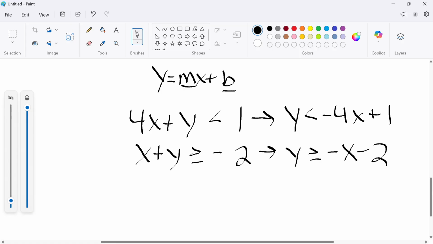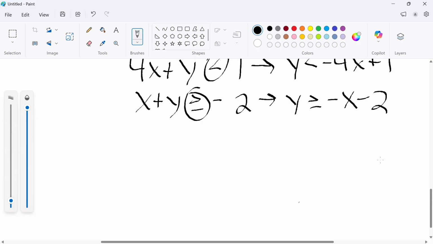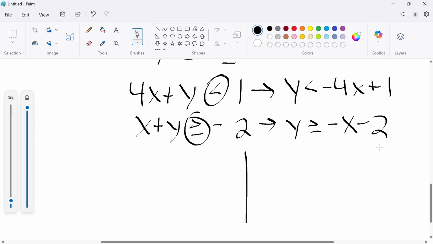The only time I flip the inequality is if I multiply or divide by a negative number, but I did not do that. So now I can graph this. You can either use the slope and y-intercept. On this one on top, the y-intercept is 1, and then it goes 4 to the left for every 1 over. But I can also just graph some points.